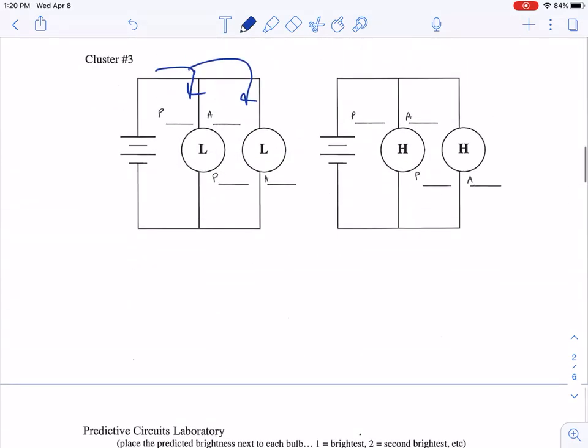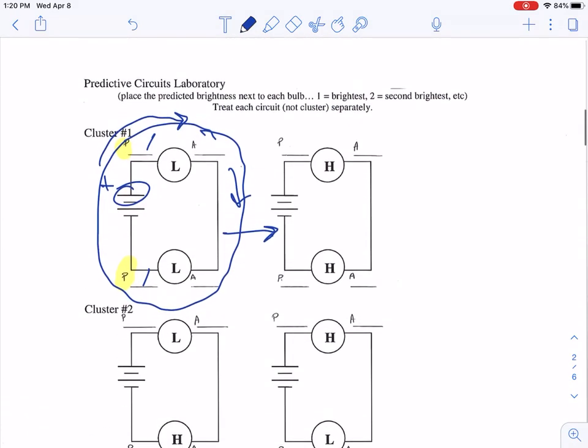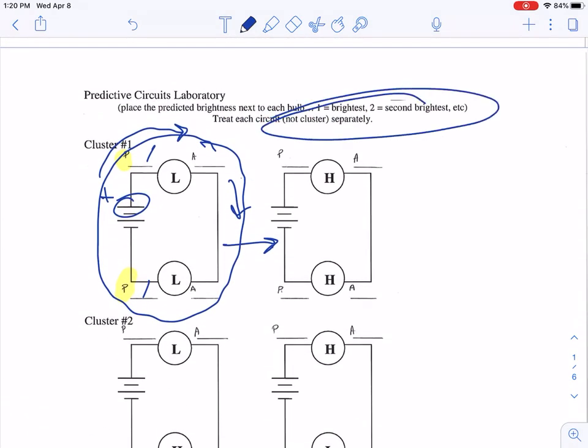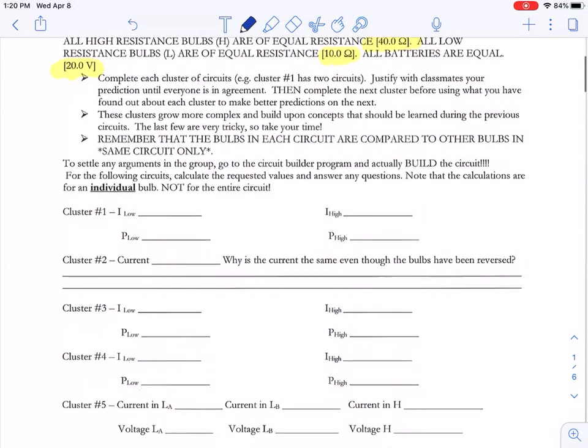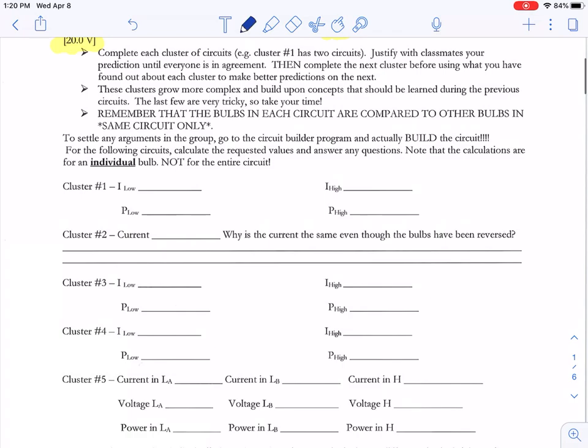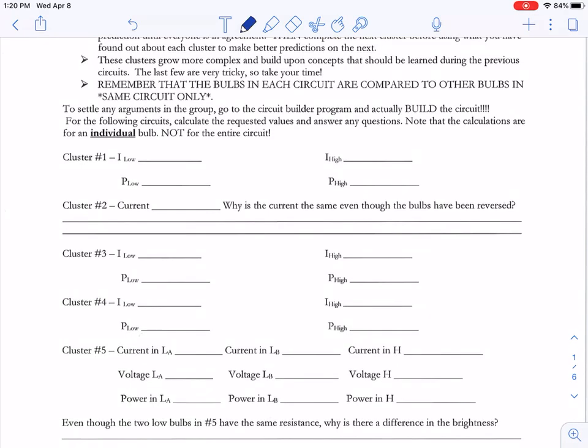If you think one's brighter, write a 1, and then the one that's going to be less dim, put a 2. Okay, in terms of the calculations down here, when you're calculating the current like this, these are the more complicated ones.